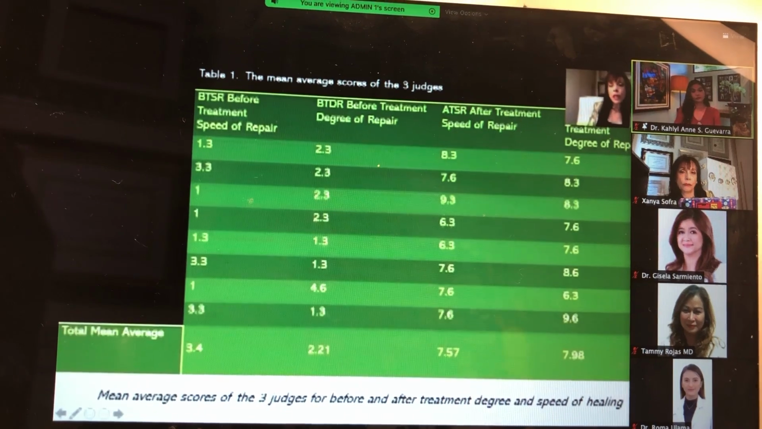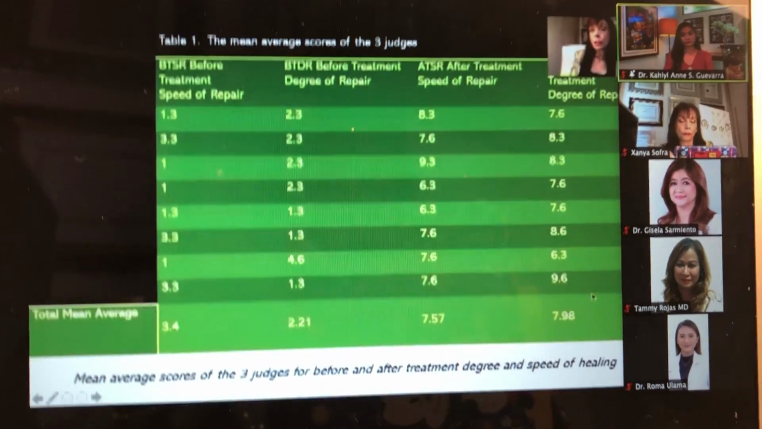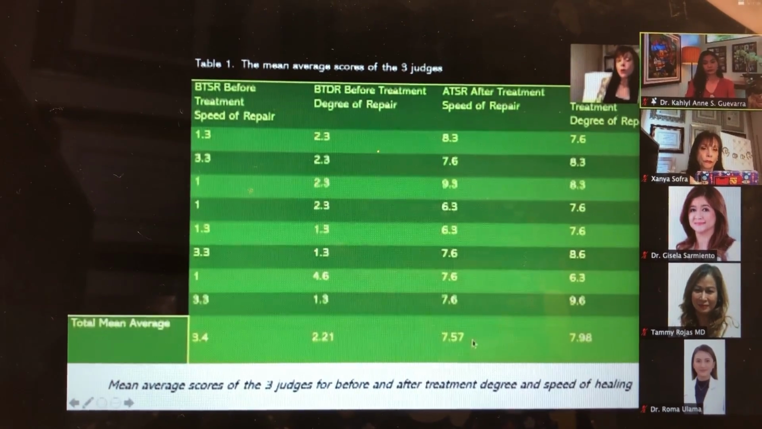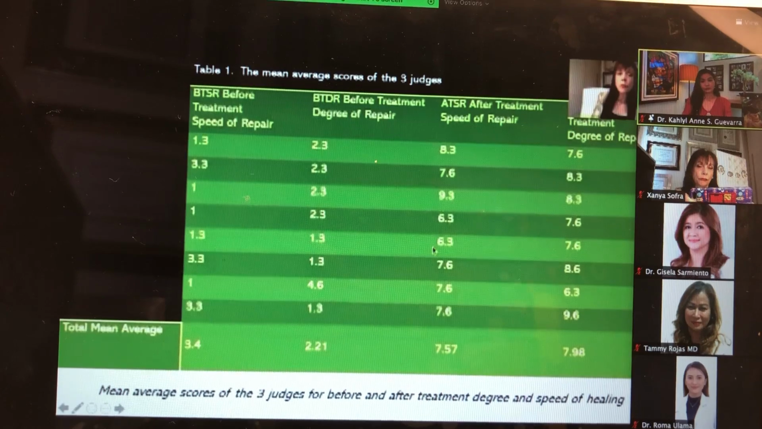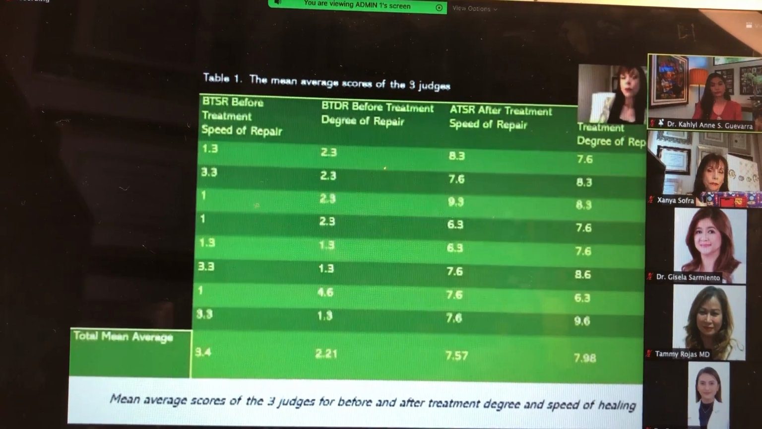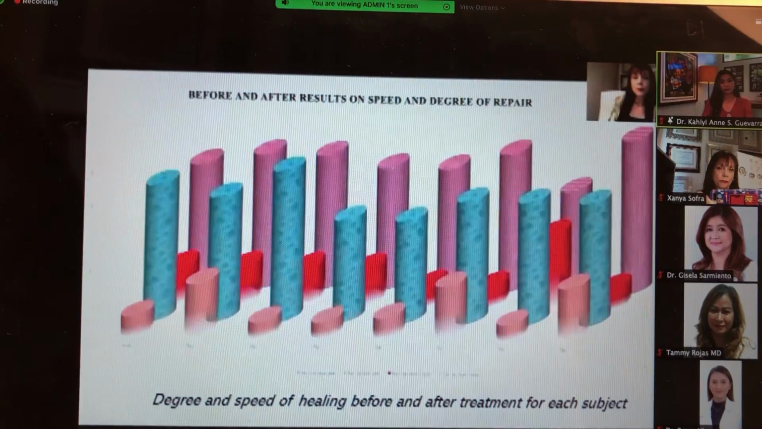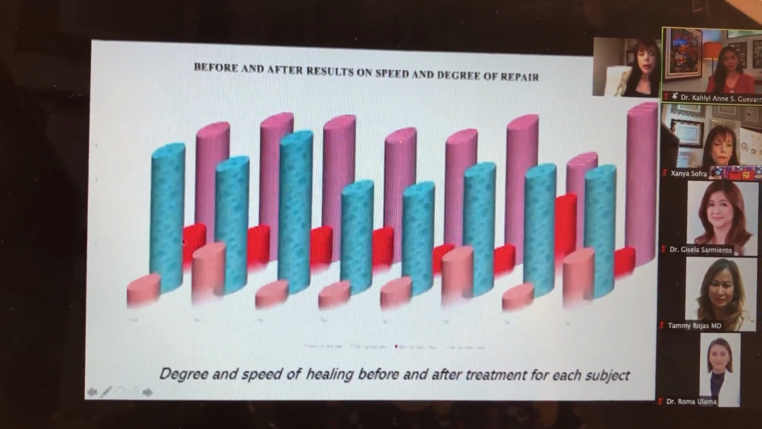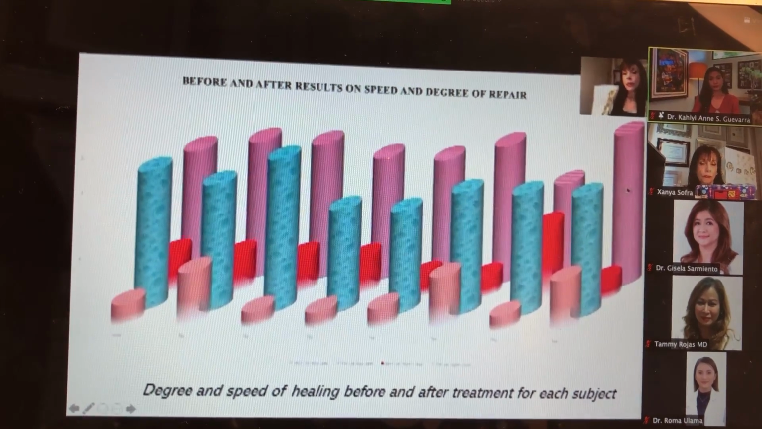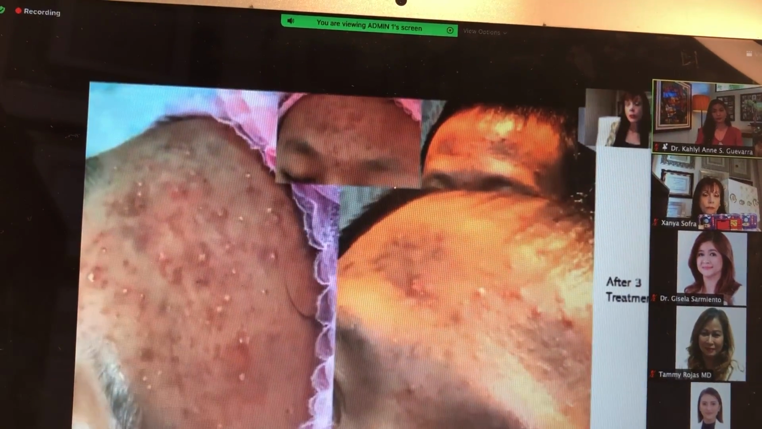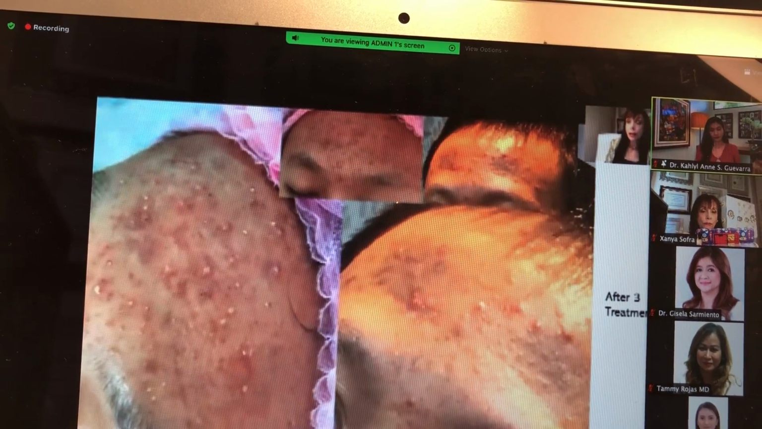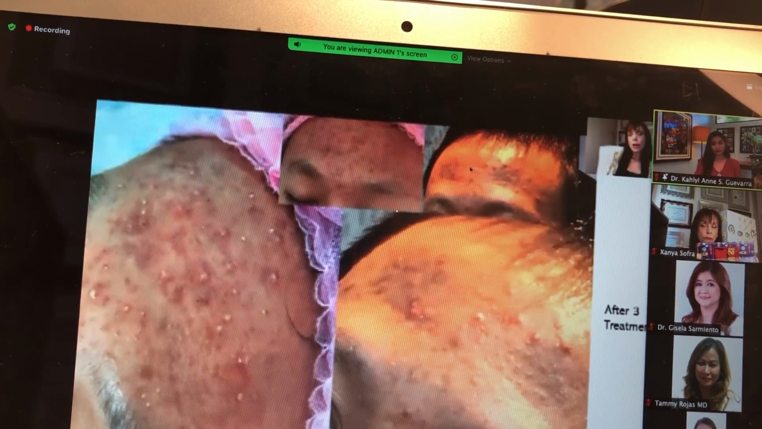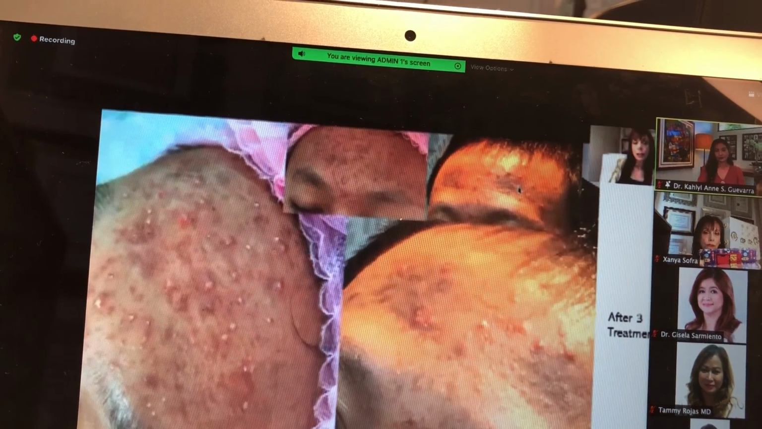And these were the scores for the 8 subjects before and after the treatment. As we can see, there is a significant difference. The scores were from 1 to 10, with 1 the least repair, 10 the highest speed of repair and the highest degree of repair. And again, here you see the difference. Here is the before, and these ones are the after. As you can see, there was a significant difference. The results were significant, 99.9%, very highly significant. This is the before, and this is the after, just different aspects of the same person.